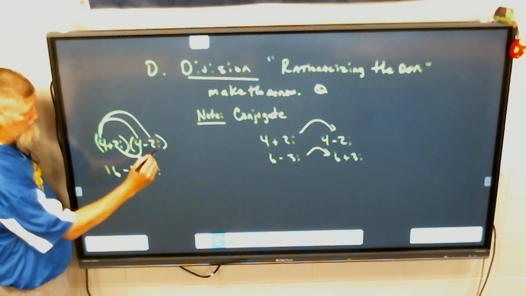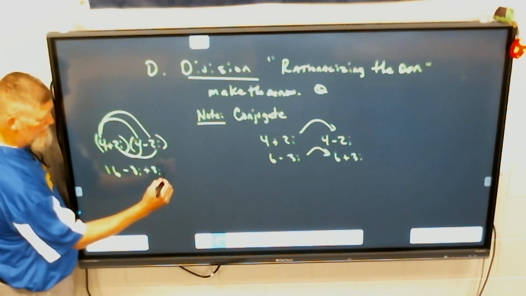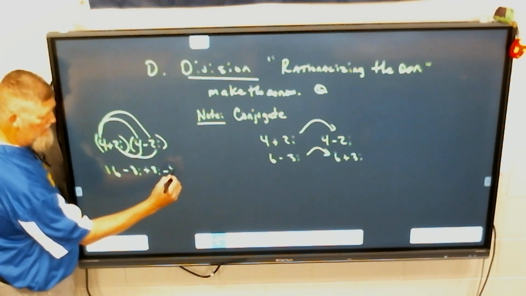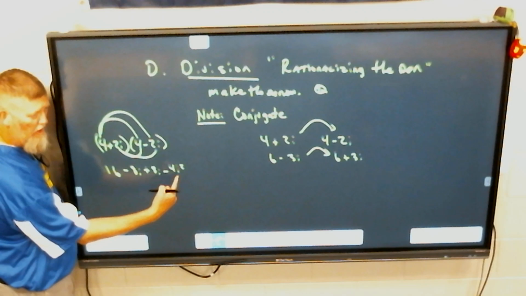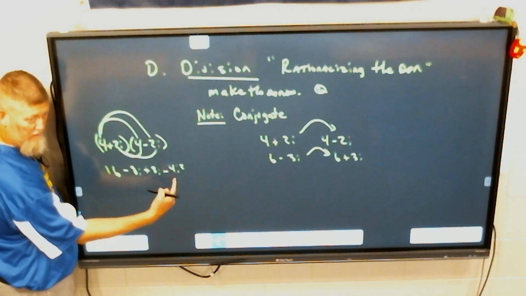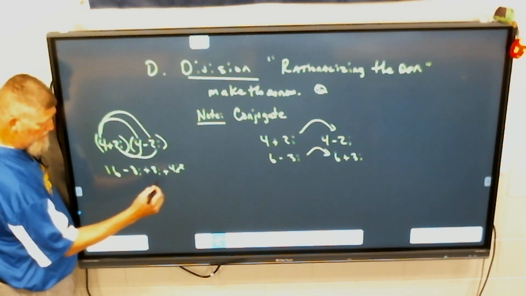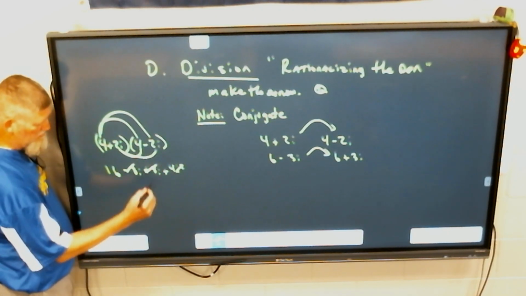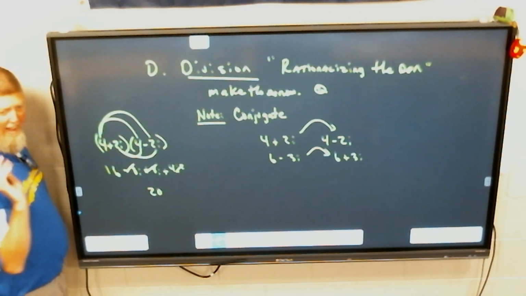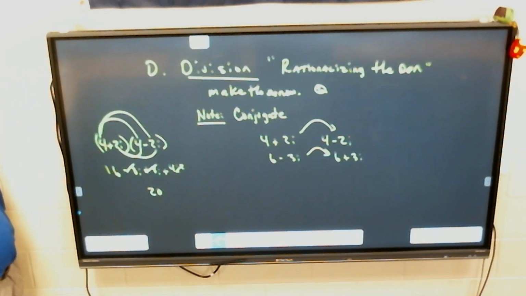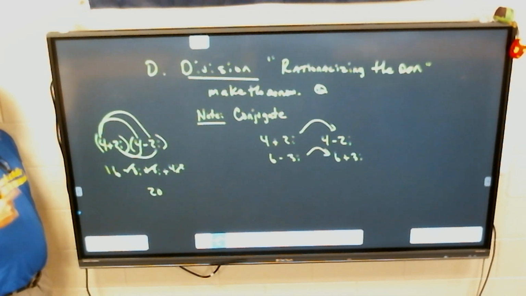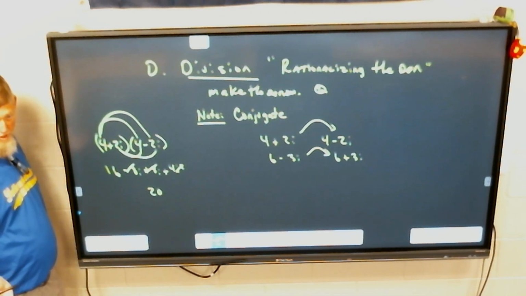What is 2i times negative 2i? Negative 4i squared. And what happens to i squared? It becomes a negative, so negative 4i squared is just positive 4. So you have 16 plus 4, which is 20. I've gotten rid of the i. So by multiplying by the conjugate, you get rid of the i. You guys have seen this before too.